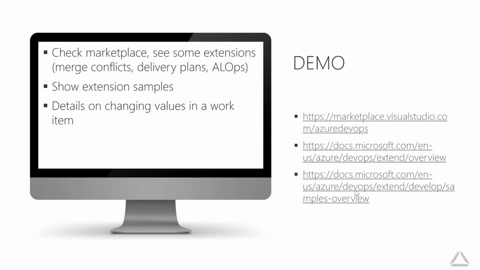So what I want to show you is we will look at the marketplace, see a couple of extensions. We will look into the extension samples, and we will see how we can, for example, change details in a work item using code.